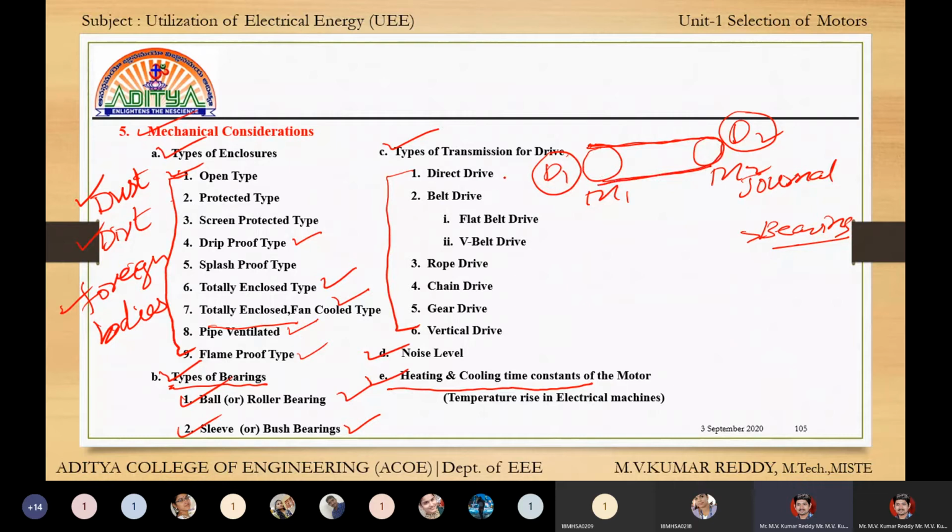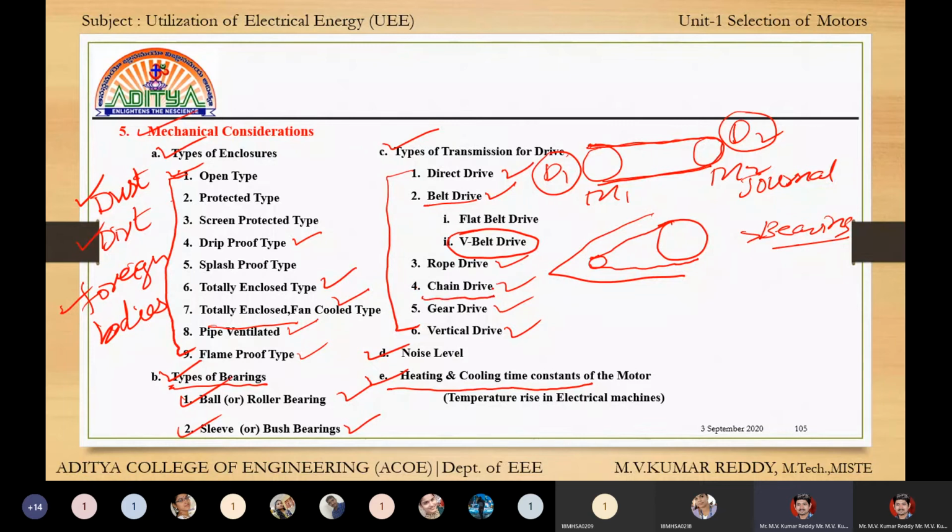First one is direct drive, second is belt drive, rope drive, chain drive, gear drive, and vertical drive. Out of these, belt drives are the most commonly used. In this, a V belt is used. This is the V belt drive. It is in the shape of V, hence it is called a V belt drive. Next highest is chain drive. Chain drive can be used at any conditions.